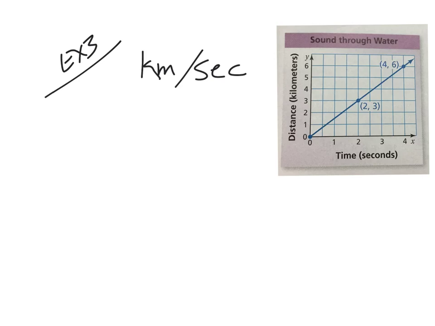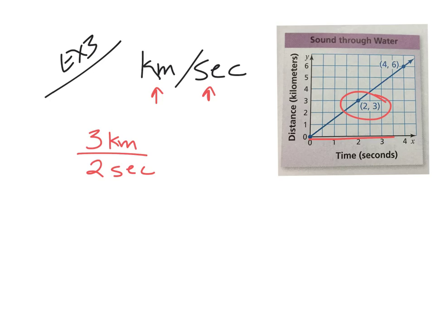Kilometers per second. Oh, unit rate. Unit rate, because it's only 1 second. That's how you have to read it. So the first thing we do is we choose a point on the line. If you look at this point here, how fast does sound travel? We're talking about time first: 2 seconds and 3 kilometers. So what goes on top? The kilometers. So I'm going to say 3 kilometers for every 2 seconds.